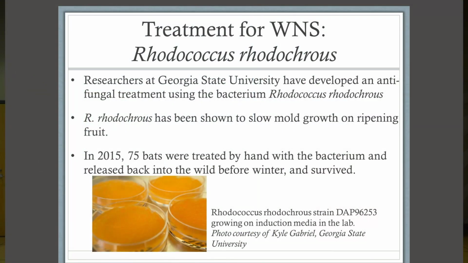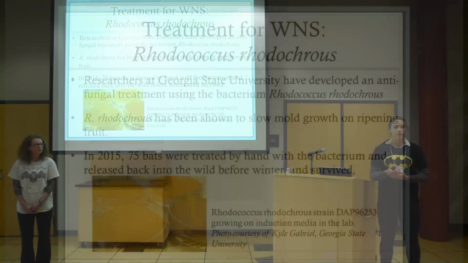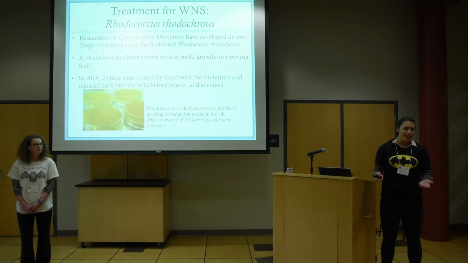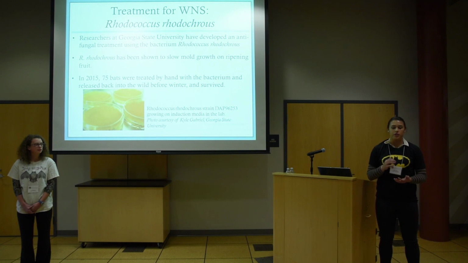So what can we do? Researchers at Georgia State University have developed an antifungal treatment with the bacterium Rhodococcus rhodochrous, which slows the ripening of fruit. In 2015, they applied the bacterium to 75 bats before the winter, released them in the wild, and all 75 survived that winter. What the bacterium appears to do is inhibit the growth of the fungus. Unfortunately, the problem isn't solved yet because you have to treat each bat individually, and that requires an unrealistic amount of manpower. It's really inefficient.